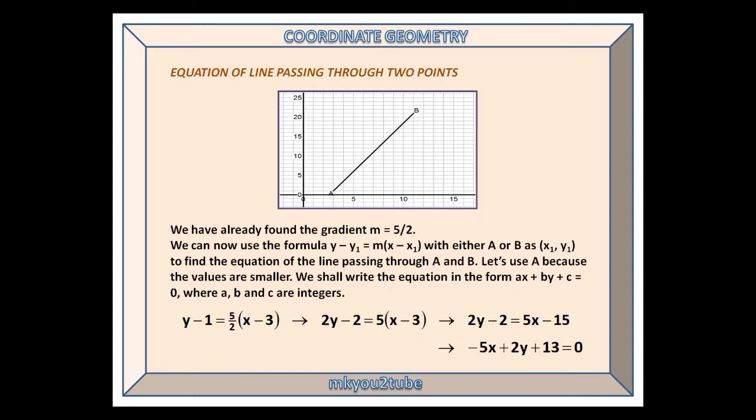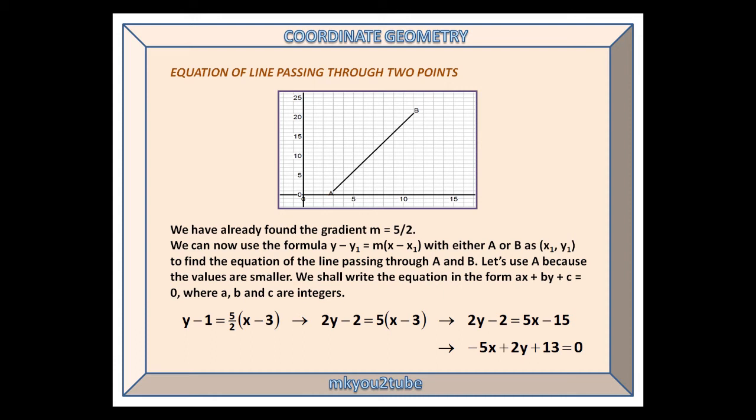Finding the equation of the line passing through 2 points. We have already found the gradient m is 5 over 2. We can now use the formula y minus y1 equals m times x minus x1, with either A or B as x1, y1, to find the equation of the line passing through A and B. Let's use A because the values are smaller.